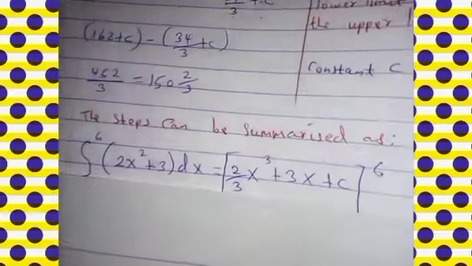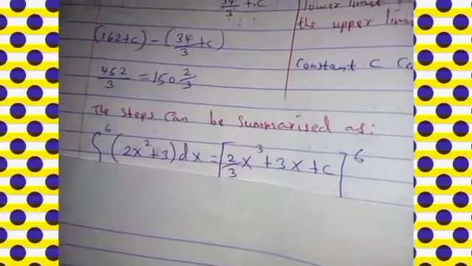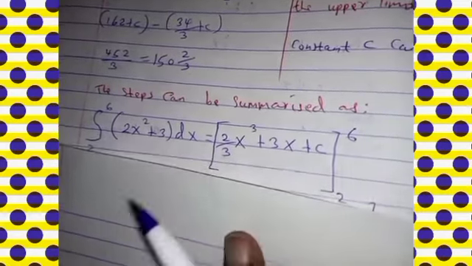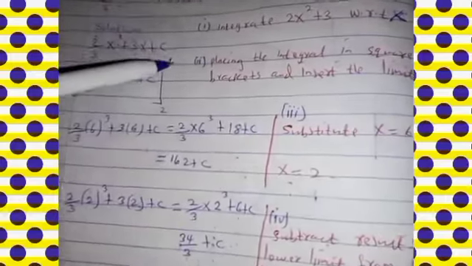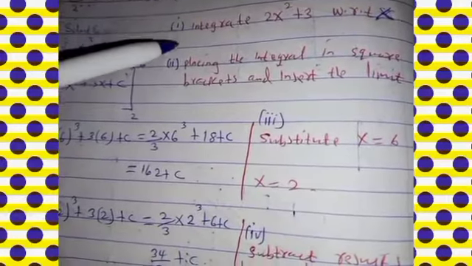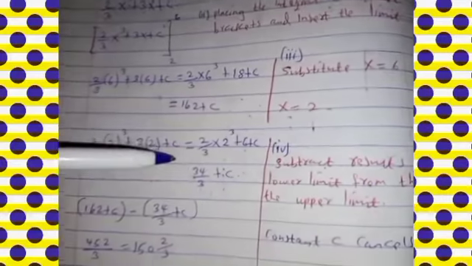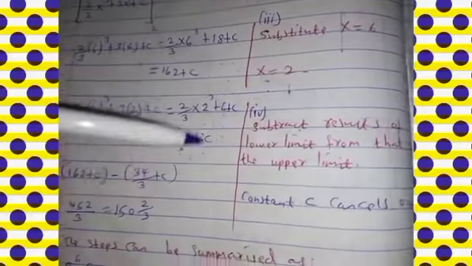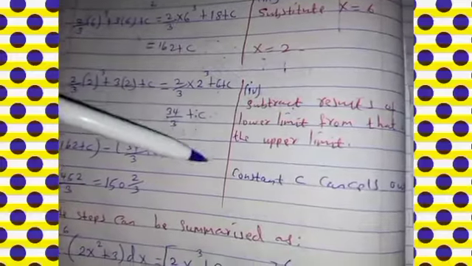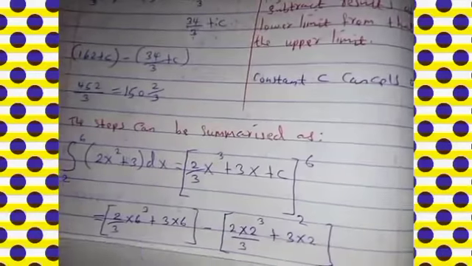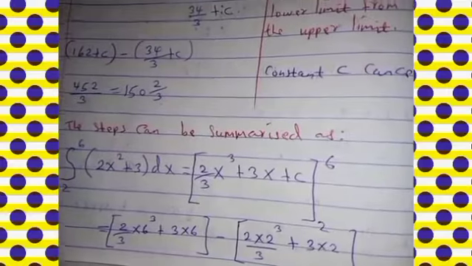Now, these steps can be summarized as shown. Instead of following this long procedure, integrating, placing the bracket, substituting, and subtracting the result of the lower limit from the upper limit, we can do it here in a summarized form as I have shown you.